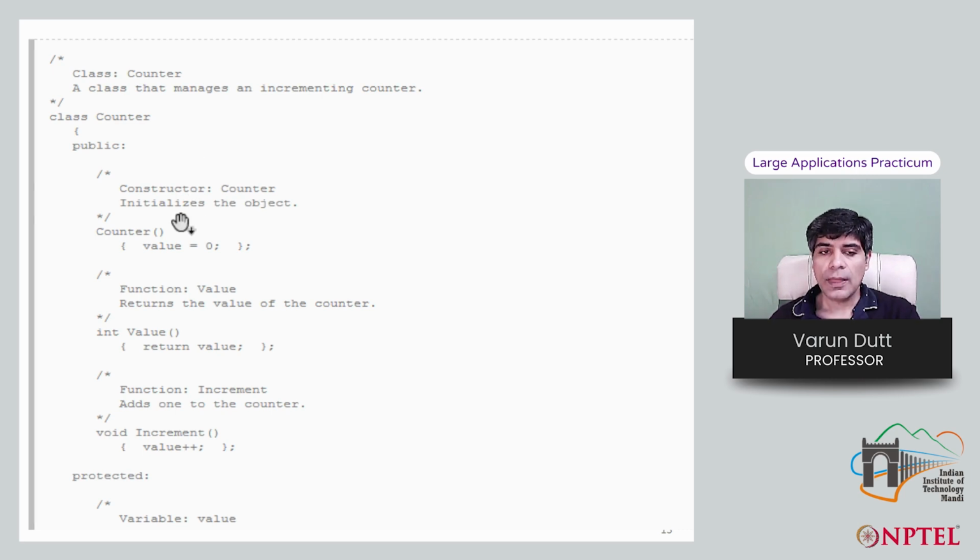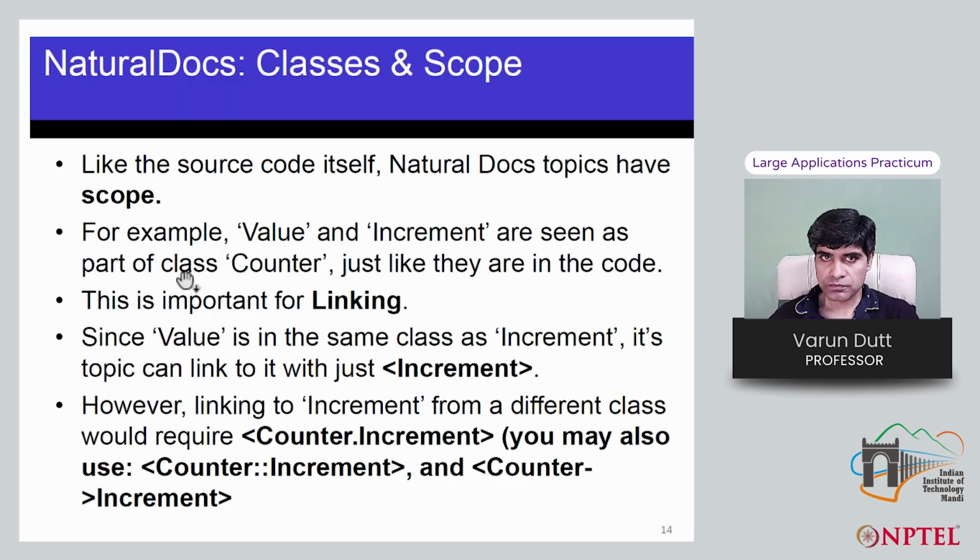Also within the class, you can see that there is a keyword constructor, because this is the constructor of the class, having the same name as the name of the class. And then we can also have the function keyword with its value in this case, and then the return type, and also for other types of functions. So you can see that Natural Docs can also be used for documenting classes, constructors, and functions within classes.